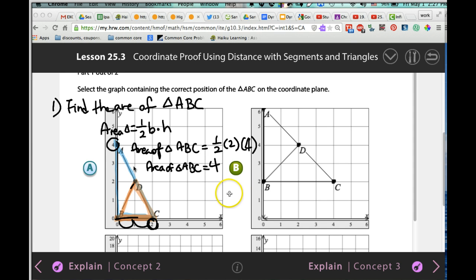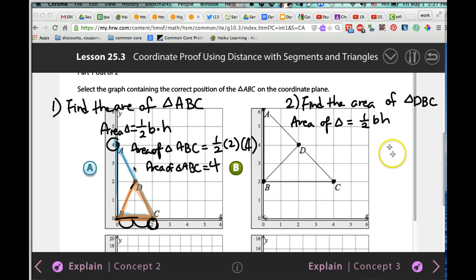Now I'm going to move on to the second step, which is to find the area of triangle DBC. It's the same formula: the area of a triangle is half times the base times the height. So let's find the area of triangle DBC.